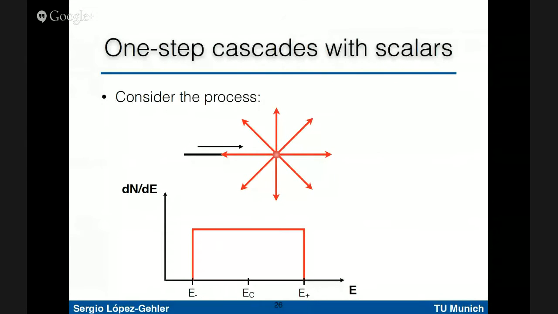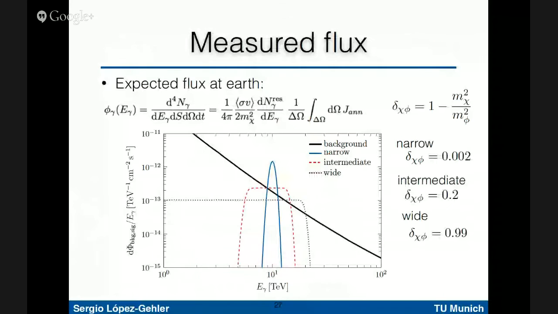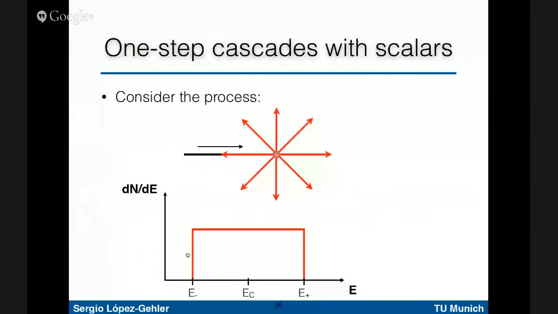And this would give rise, finally, to this box-shaped spectrum, which I want to stress that I haven't assumed anything in the particle physics model. So this is just any cascade decay in which the intermediate state decays into photons. This would be an example of how the signal would arrive at Earth, in which we convolve with the resolution of the instrument, and depending on the velocity of the scalar, these two kinematical ends are different.